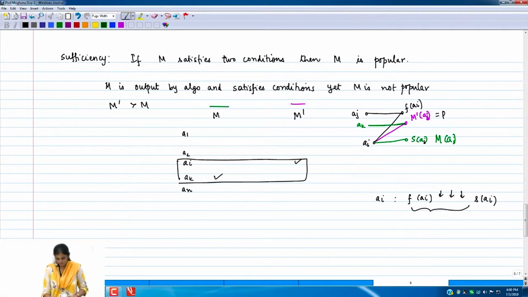So therefore, now we know that if we output such a matching, and the matching satisfies both the conditions of the theorem, then they were necessary, they are also sufficient. That is, if this is a matching that satisfies these conditions, then M is popular. So is this now the end of this discussion, we know a complete characterization, or is there something that is remaining and which bothers you? Have we left something incomplete?